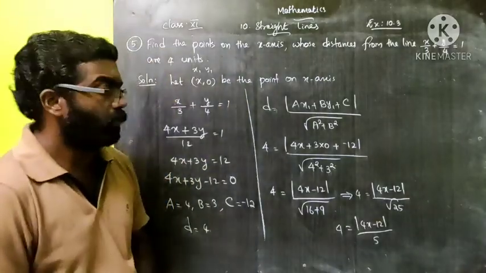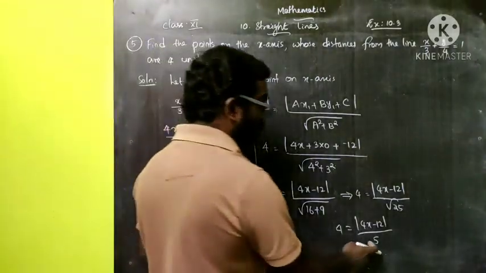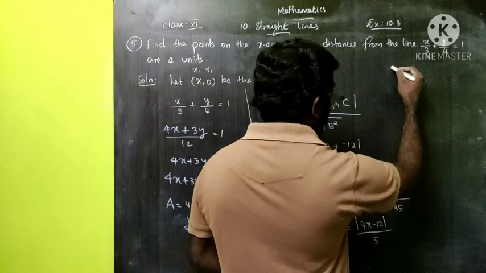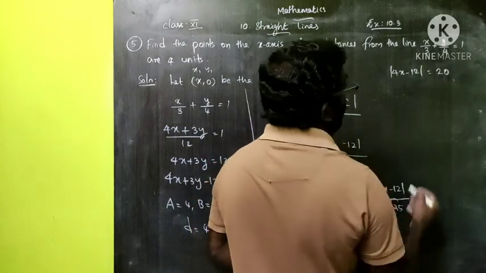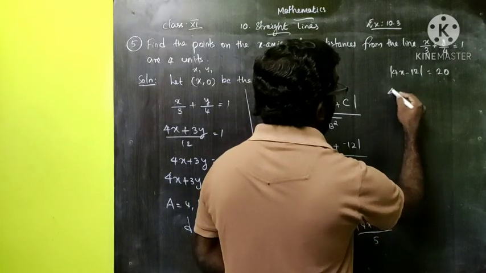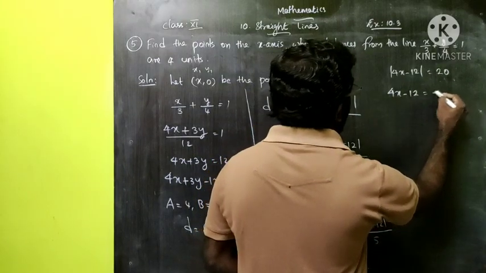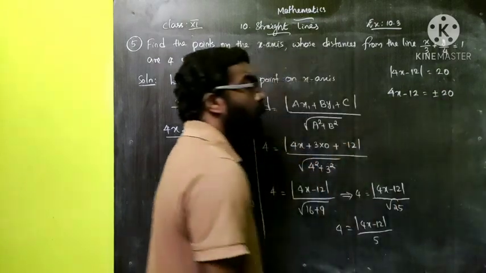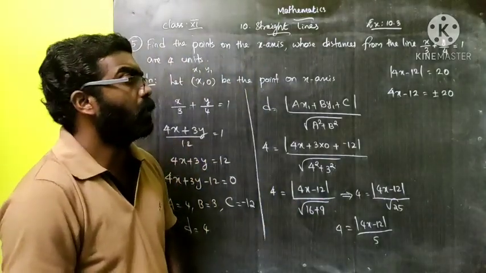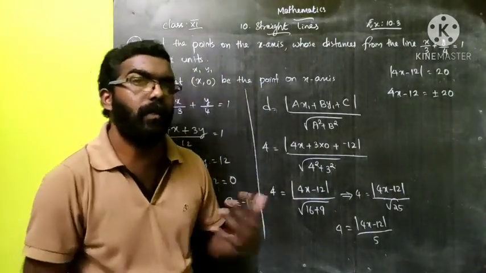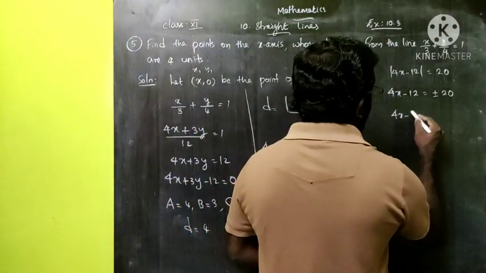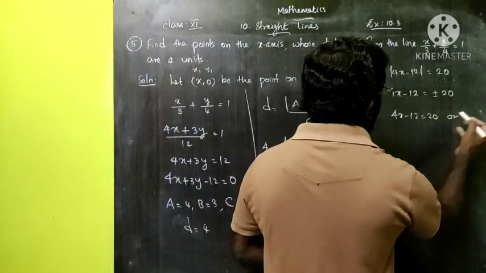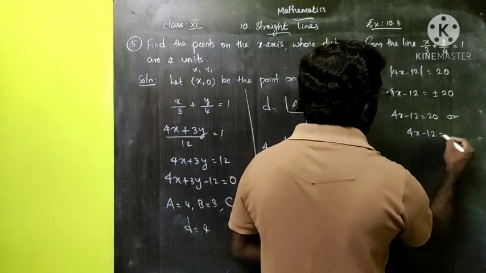Root 25 is 5. Now we can cross multiply this one. Modulus of 4x minus 12 is equal to 20. On taking the modulus, we can write 4x minus 12 as plus or minus 20. It can be positive or negative according to the value of x. Okay. So 4x minus 12 is equal to 20, or we can write 4x minus 12 is equal to minus 20.